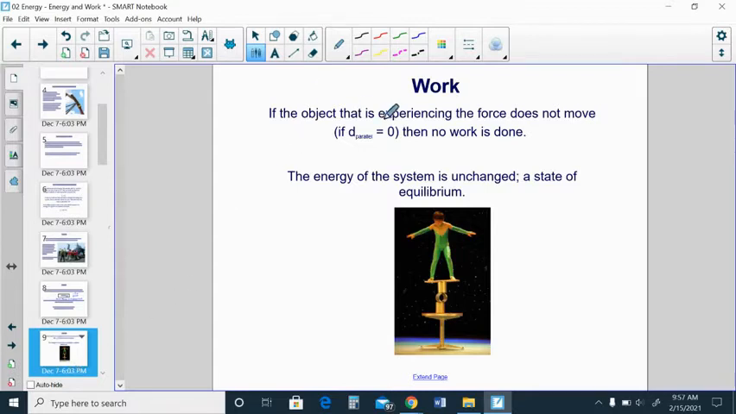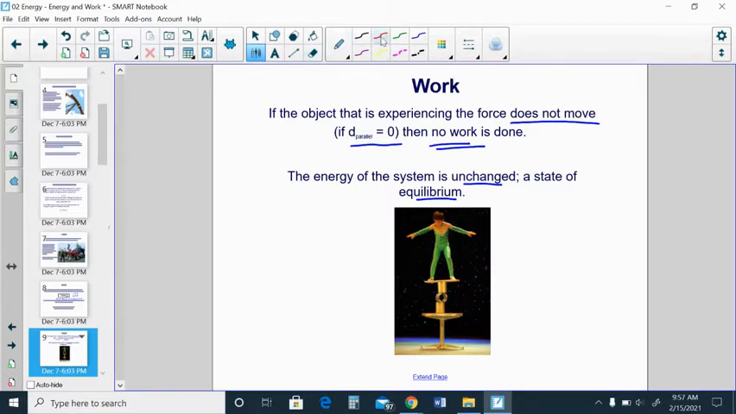Now, if the object that is experiencing the force does not move, so the displacement here would be 0, then no work is done. The energy of the system would be unchanged, and it would be considered a state of equilibrium. So we have the example with the acrobat here. He's not moving. There are forces. Now, there's nothing horizontally, but there's always those vertical forces present.